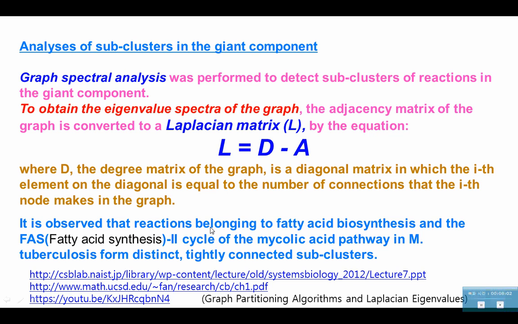It is observed that reactions belonging to fatty acid biosynthesis and the fatty acid synthesis, two cycles of the glycolic acid pathway in M. tuberculosis, form distinct, tightly connected subclusters. And this is the reference that I used to explain the graph partitioning algorithms and Laplacian eigenvalues. I think Xun Xiao has recently been working on this subject.